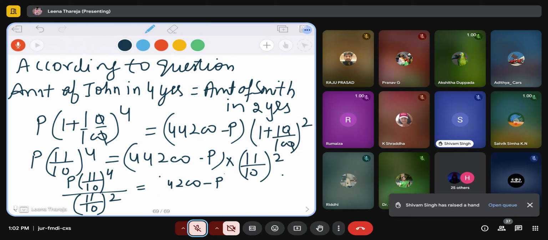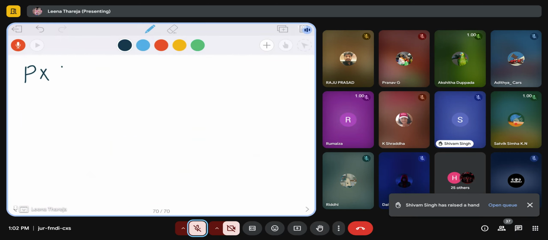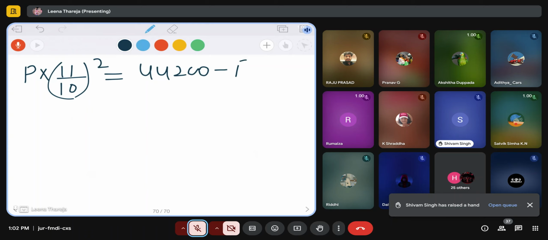Now 11 by 10 raised to power 4 divided by 11 by 10 raised to power 2. Which law can you use to solve this? The quotient law. Yes, ma'am. So P into 11 by 10 whole power 4 minus 2, which will be only 2. Correct? Quotient law, 4 minus 2, I have used. So P into 121 by 100 is equal to 44,200 minus P.